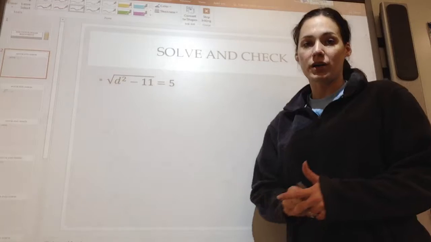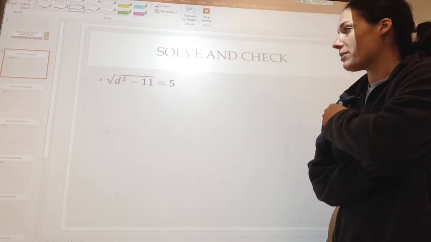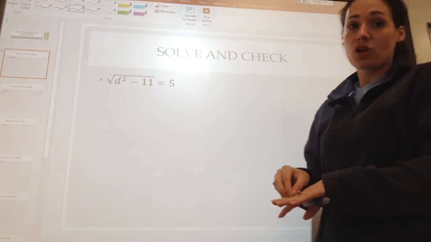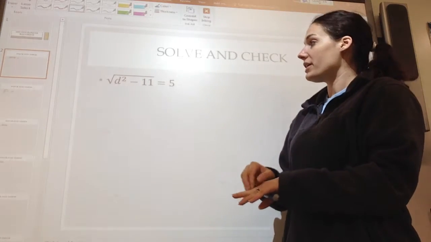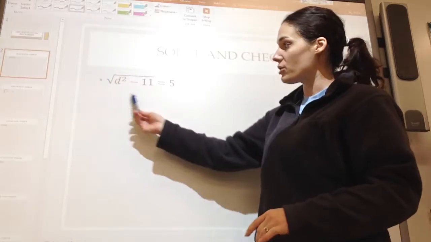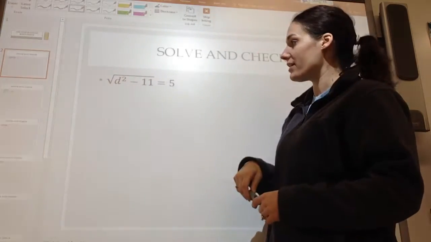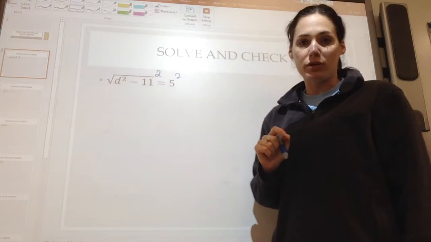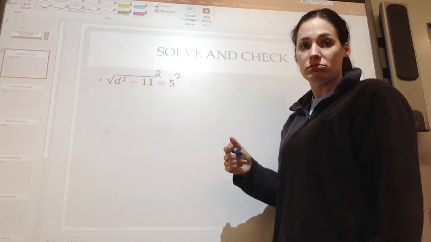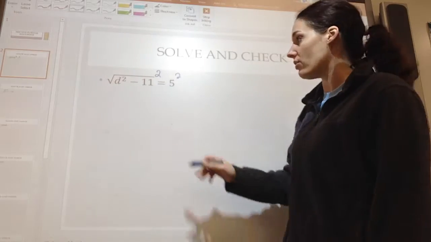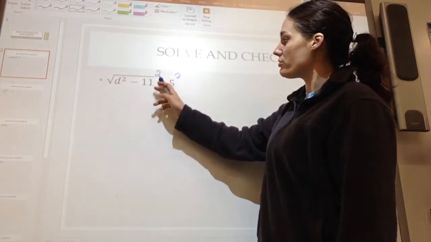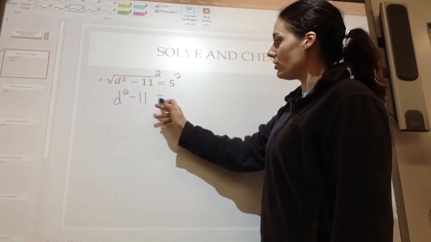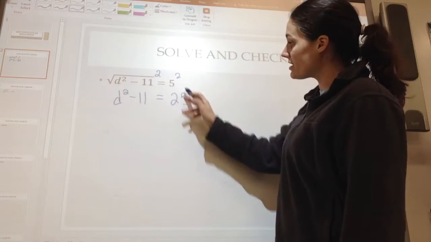Okay, example number 1. We've got the square root of d squared minus 11, and that's equal to 5. Now, this doesn't look very different from what you've done before, because you've got one side, an isolated radical, and the other side, just a number. So you should at this point know that you've got to square both sides, because you can't have a radical. When you take the square root and you square it, all you have left is the radicand. So I've got d squared minus 11 equals, and then we're going to square this side and get 25.